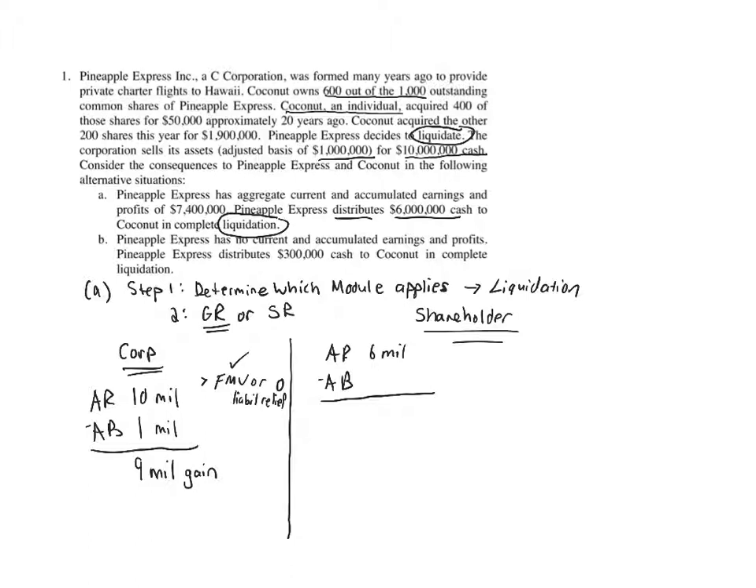Minus the adjusted basis, and this is the key again. This is going to be the stock basis. The basis in the stock, which here we're told Coconut acquired the stock, all the 600 shares, at 2 different times, $50,000 and $1.9 million. This is $1.95 million. So what's 6 million minus 1.95 million?